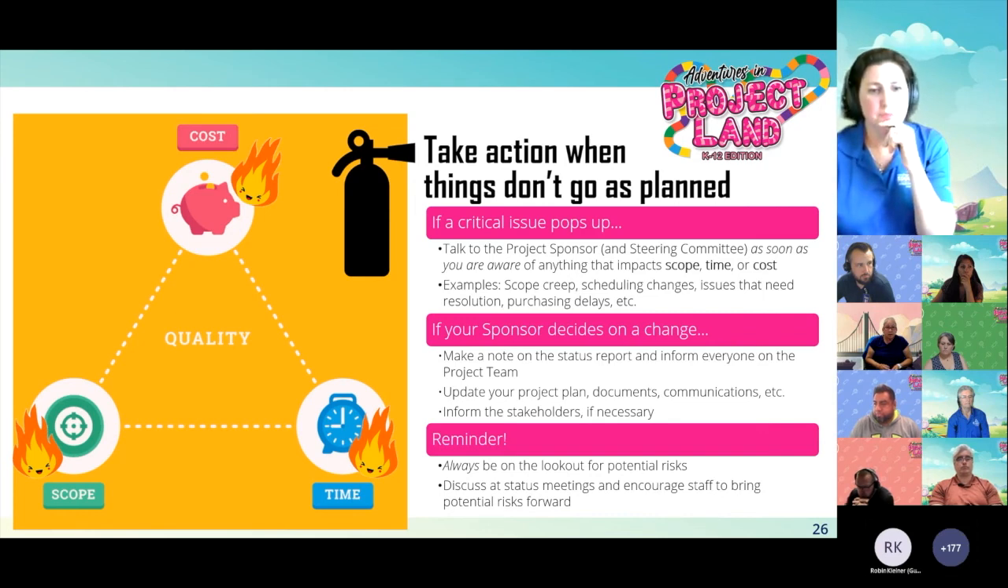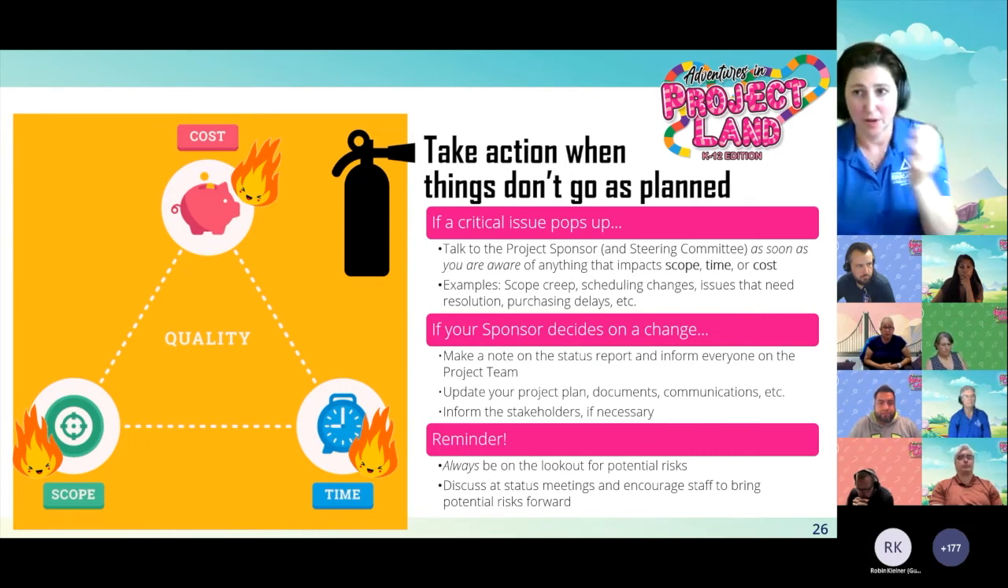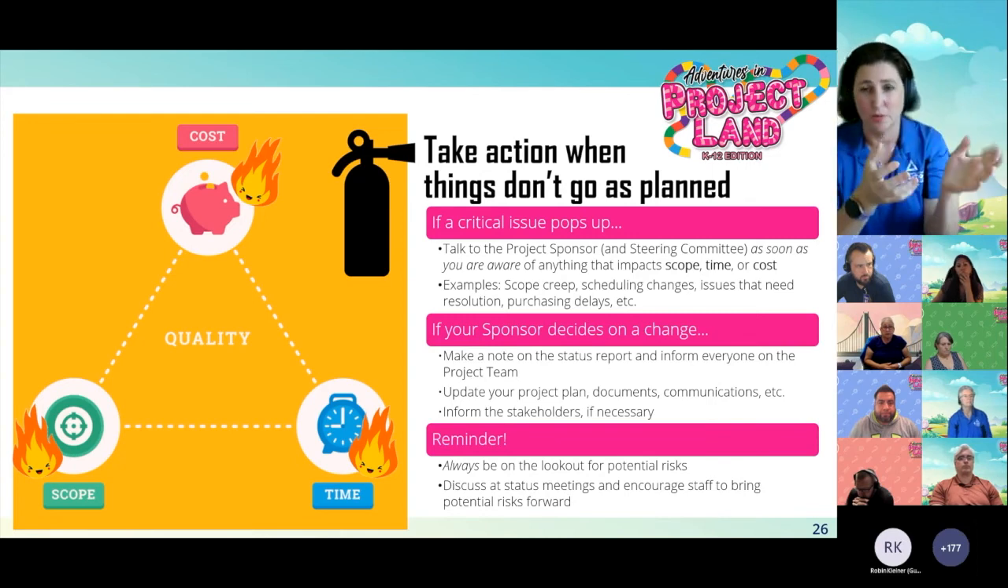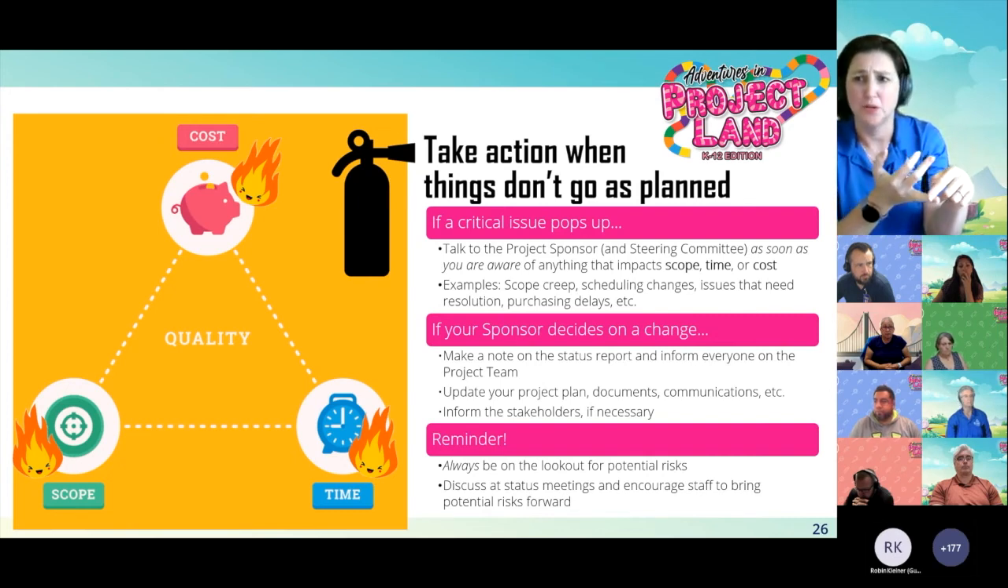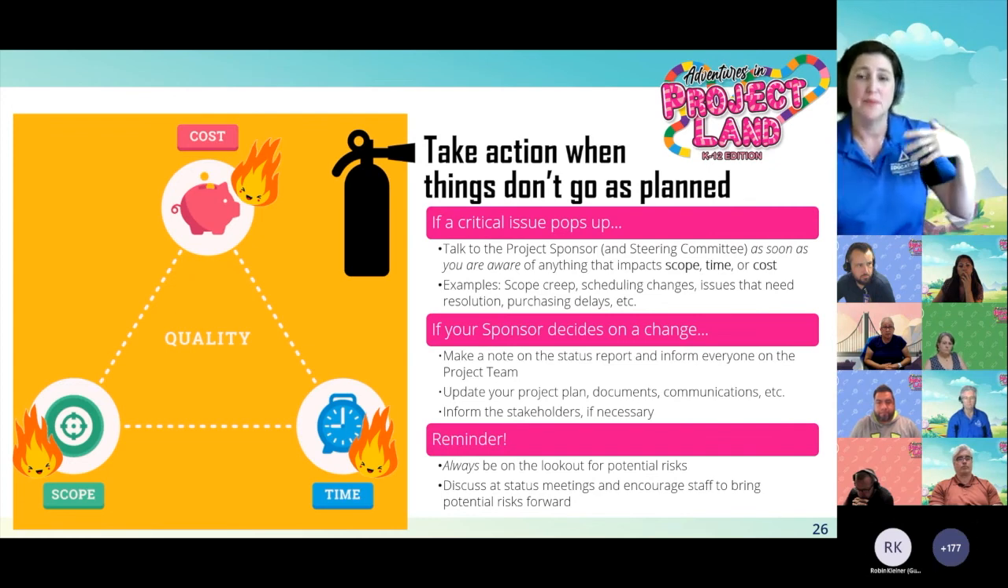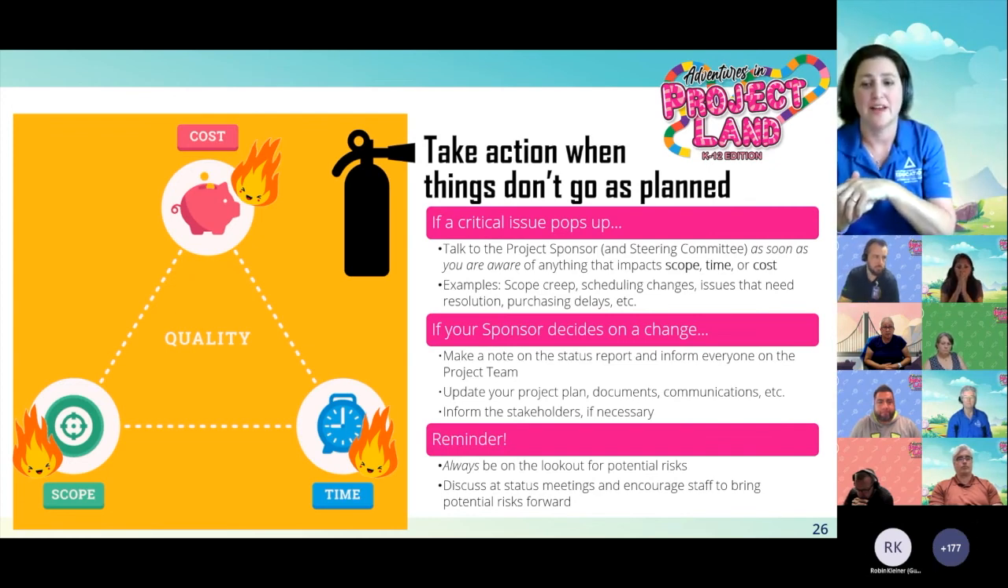You also always want to be on the lookout for potential risks. So you want to discuss those at status meetings and encourage staff to bring potential risks forward. So in that example, right, monitor A is backlogged, we can't get it, we're going to go with monitor B. What are the risks with going with monitor B, right? It might cost more, it might not play well with the Mac products instead of the PCs, whatever it is, making sure you're thinking about that and documenting that.